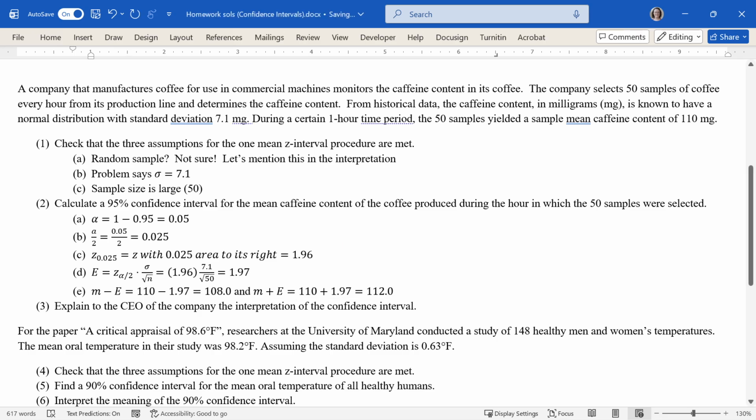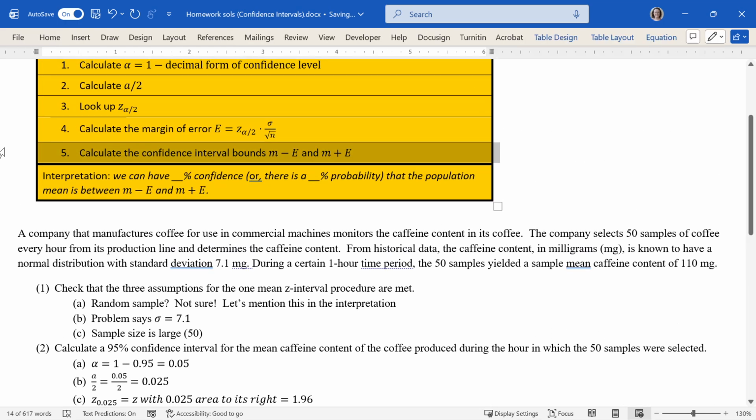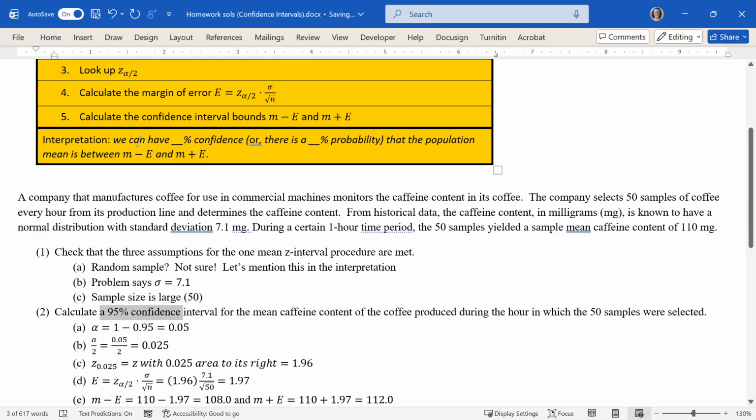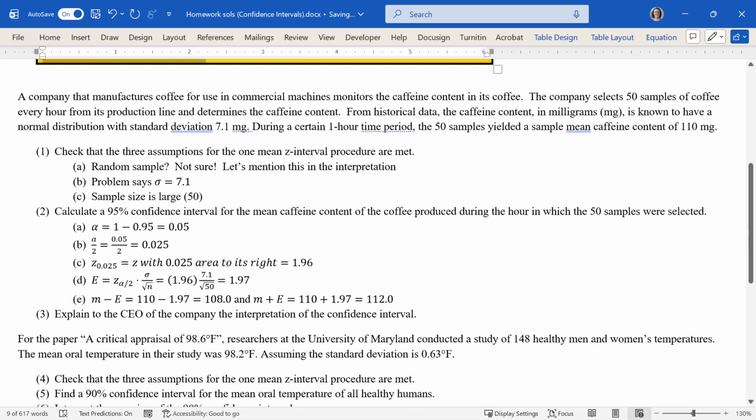Okay, so now what do we tell the CEO of this company? So this is the interpretation statement here. We can have whatever percent confidence. It told us to do 95%, so we can have 95% confidence. That's one way to phrase it, or you can phrase it as there's a 95% probability that the population mean, the mean caffeine level, is between the 2 numbers we found.